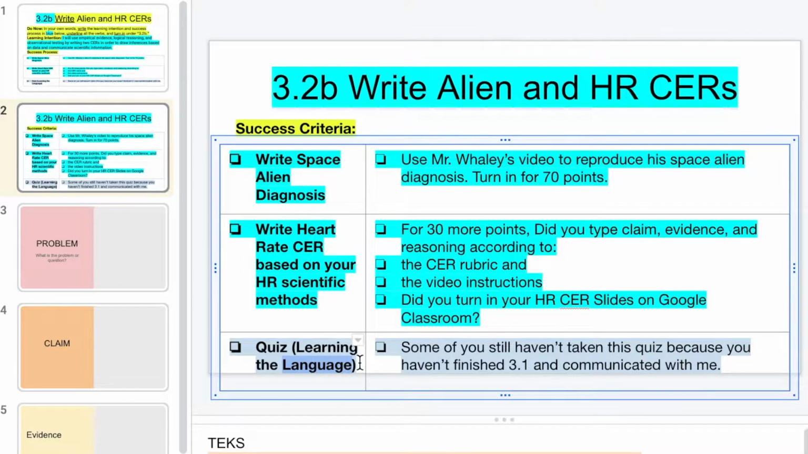Okay, and one more note, there's a quiz. Learning the language was a quiz for anatomy and physiology. There was a quiz that had questions about rough sketching and sketching for forensic science students. And so some of you still haven't taken the quiz because you haven't finished 3.1 and communicated that with me. So make sure you fix that up.